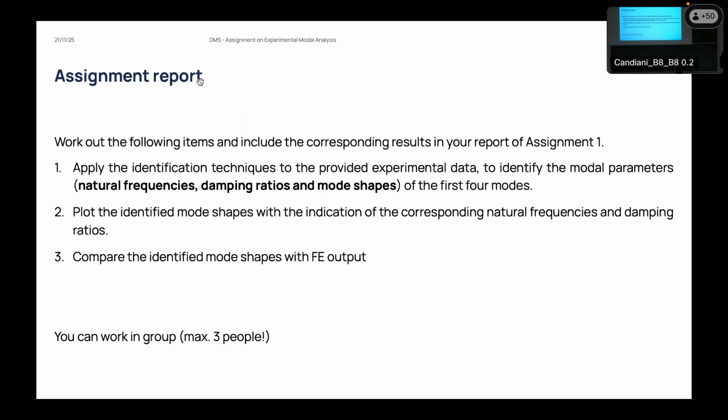What do we expect from you? So you should work out the items that are listed there and include the results in a very short report. Very short report means it must be complete with all the figures and everything you looked at to obtain the results. It must be complete with the results themselves, so estimation of the frequency, estimation of the damping ratio, and the visualization of the mode shapes compared to the ones we get from the finite element approach.